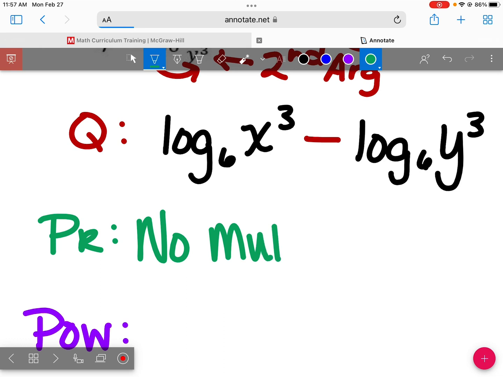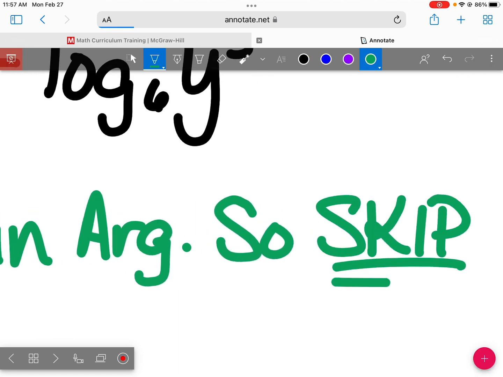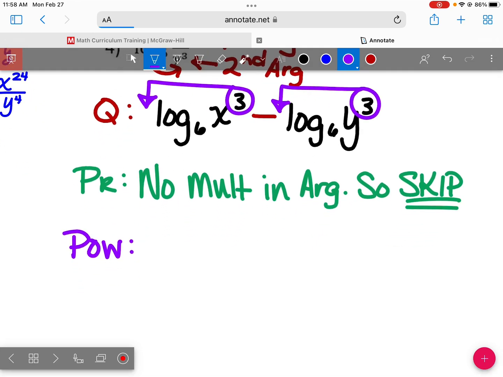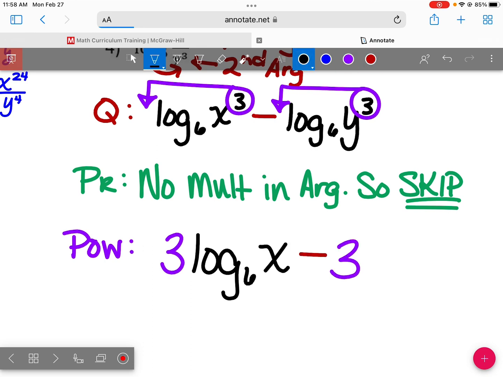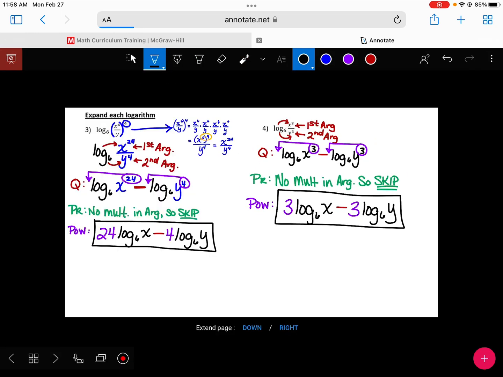No multiplication in the arguments. So we will skip. Do I need the powers property? Yes. This 3 comes in front of this log. This 3 comes in front of this log. 3 log base 6 of x minus 3 log base 6 of y. That's absolutely correct. Fully expanded.